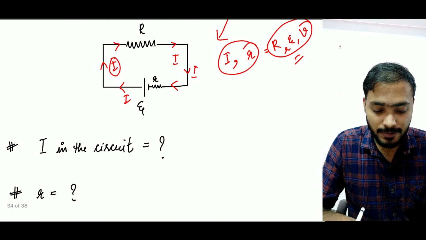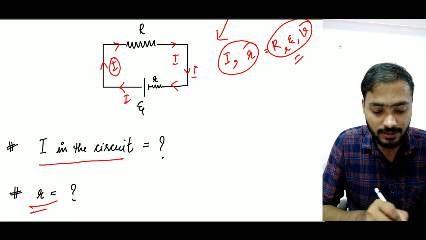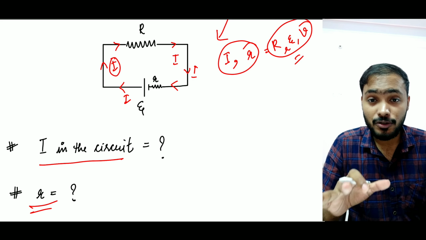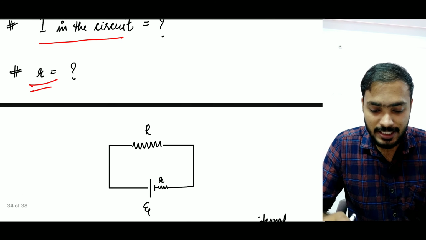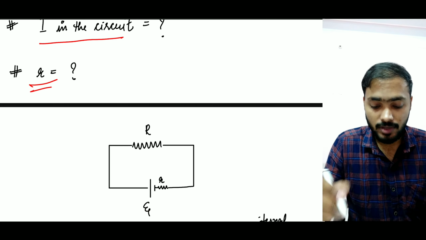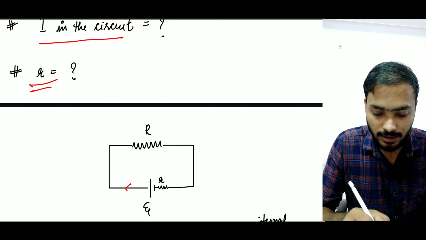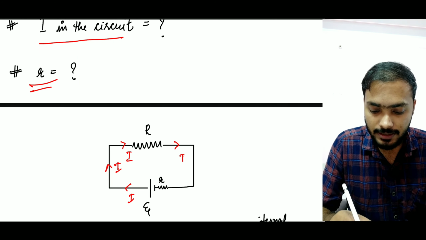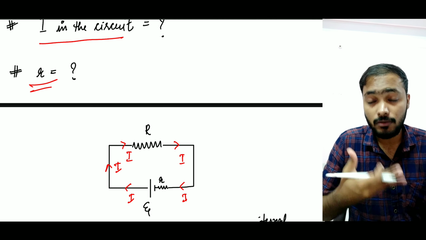So basically in this particular video we'll try to find out the value of current, and we'll try to find out the value of internal resistor, right? So how are we going to do that? Okay, let's try to do that. I have redrawn the simple circuit here, right? So what is going to happen? The current will flow like that, complete the circuit, and the bulb will glow, right?